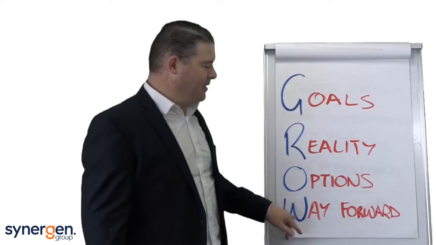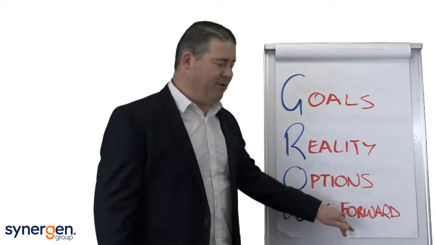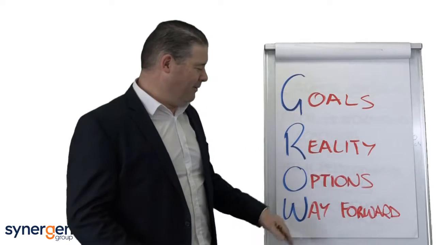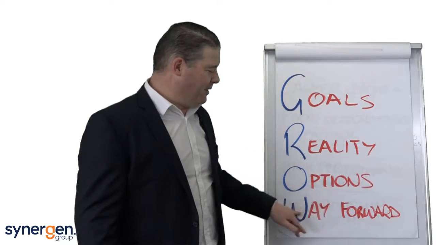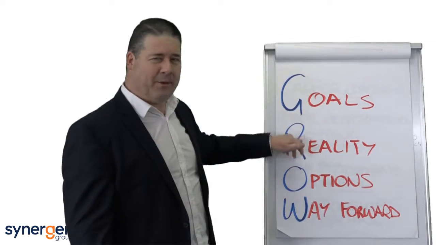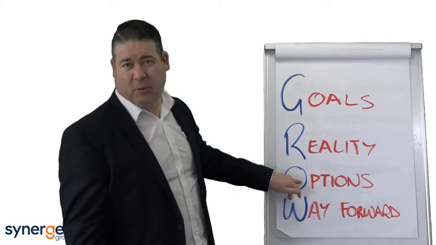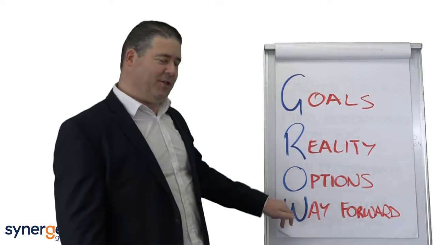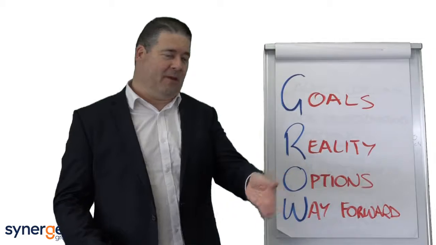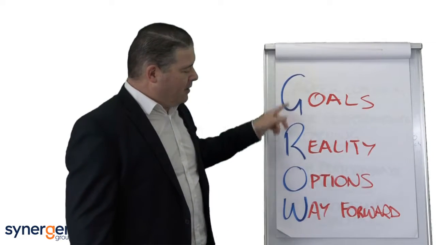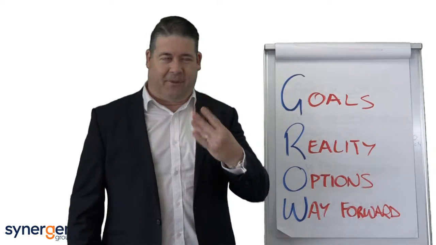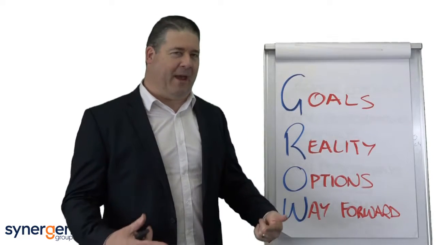Once you've done that, you're going to lead to the W, which is the way forward, sometimes called the will, depending on how you view it. Essentially, this is, where are we going to go now? We know what our goals are, we know where we're currently at, we've explored our options, now we've got a decision, and that's what we're going to do. We're going to follow that path to get there. Very, very simple, very straightforward, 4 steps only. But what it does is it helps to unpack.